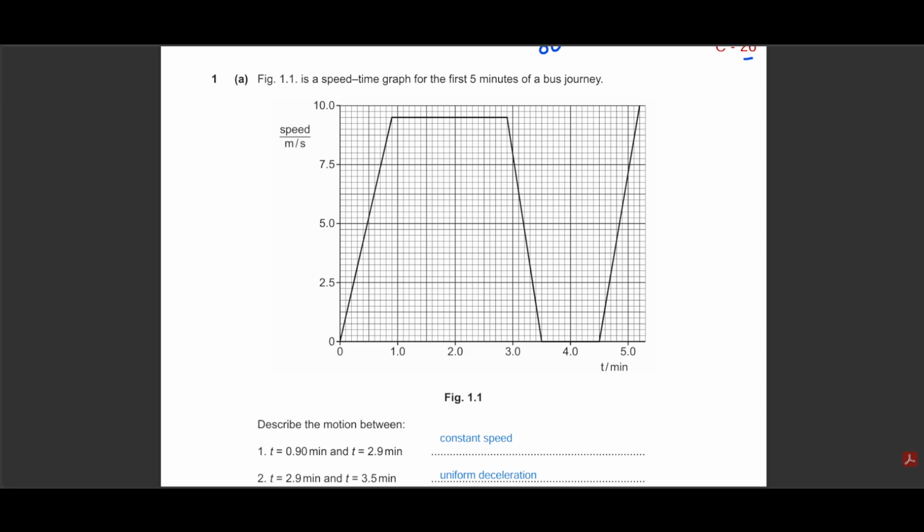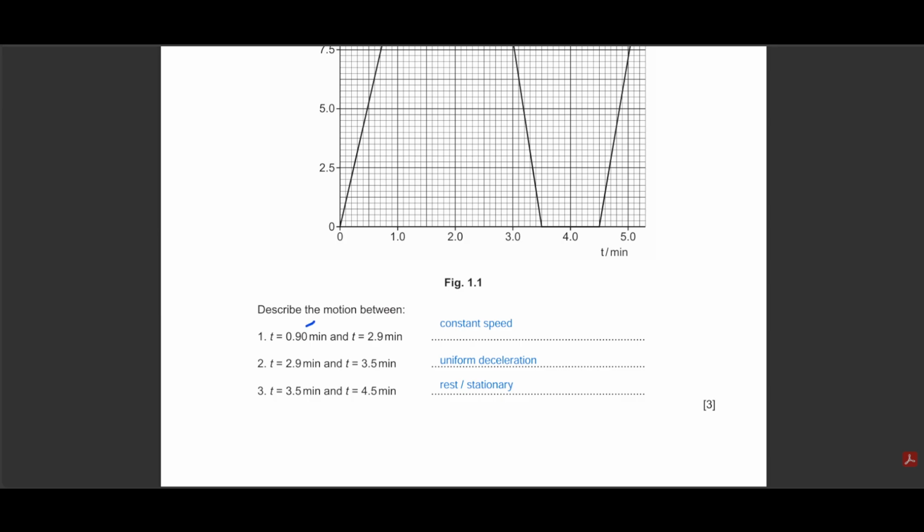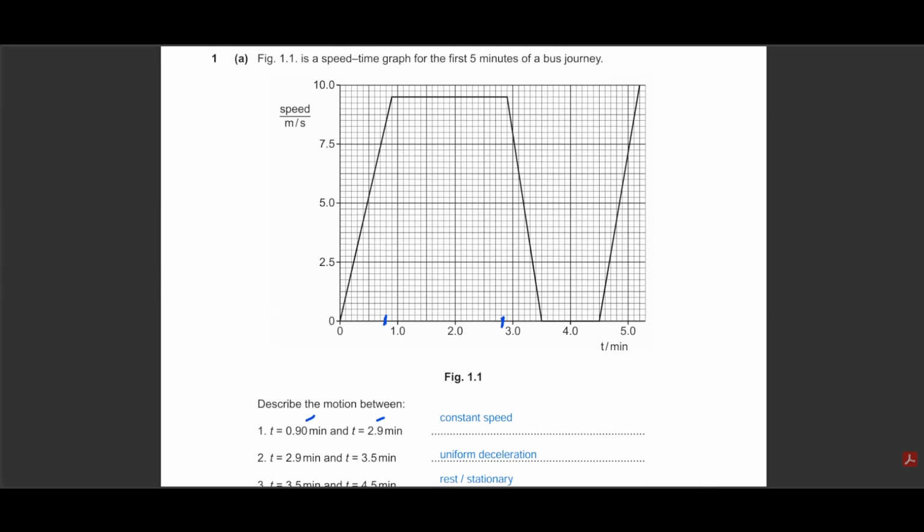If a speed time graph is given, he says describe the motion between 0.9 to 2.9. So it's going to be somewhere around this time. We can see that the speed of the object is not changing, right? So since the speed is not changing, we can say it's moving at a constant speed.